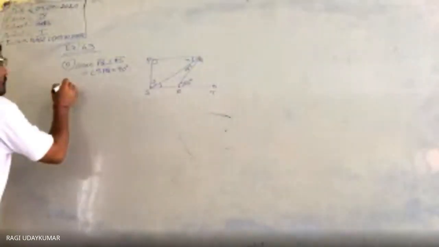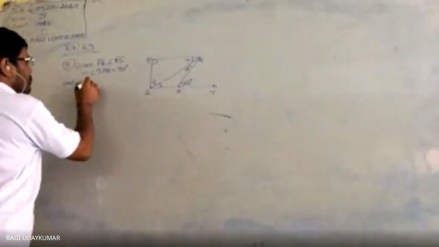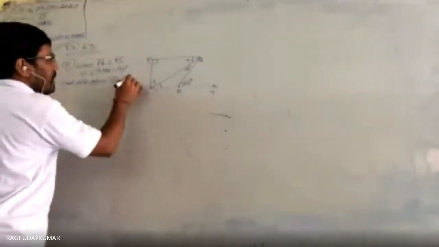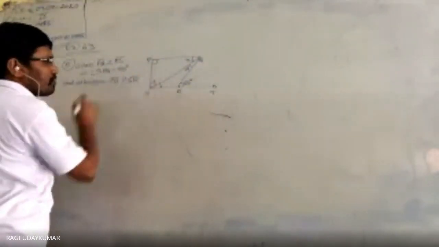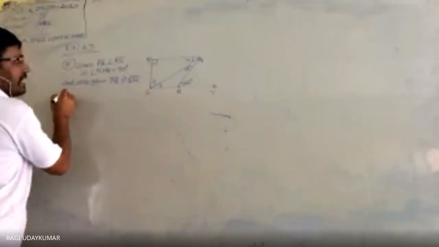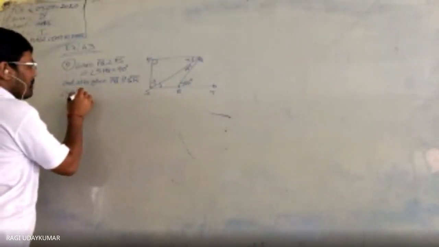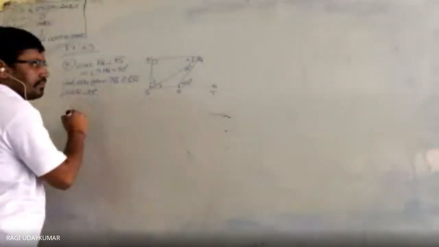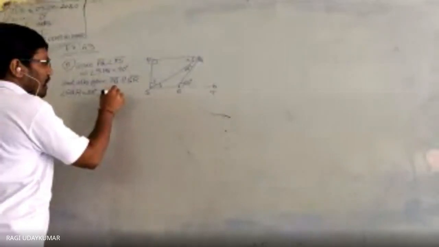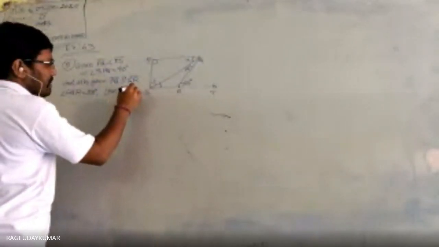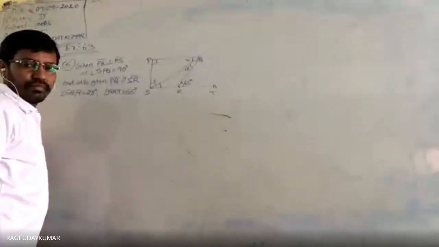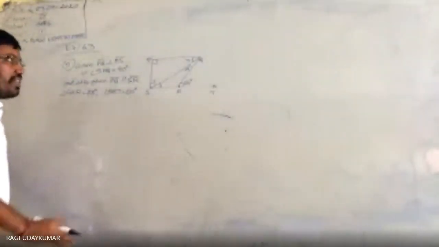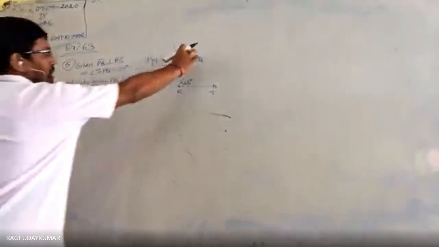And also given, PQ is parallel to SR. Angle SQR is equal to 28 degrees. Angle QRT is equal to 65 degrees. Okay. So now here we need to find out angle QSR.